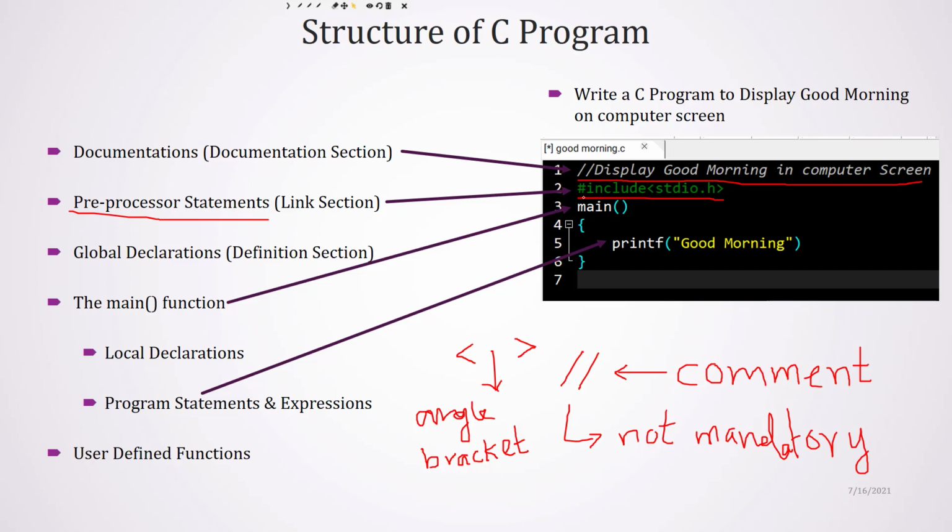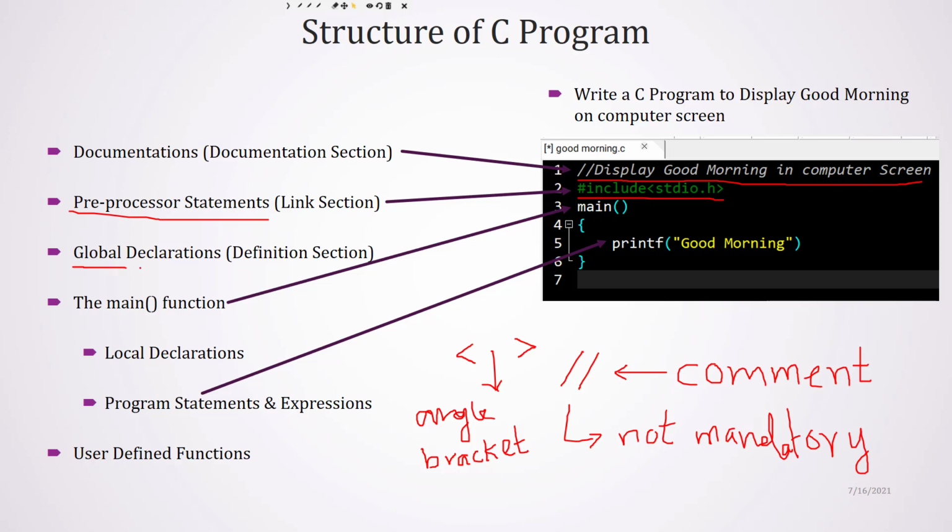The purpose of these preprocessor statements we will discuss later. This is an example of a preprocessor statement. It is also not mandatory. But in some programs, the program will work correctly only if we include those preprocessor statements or link section. So what is a preprocessor statement? Everything we will discuss later.